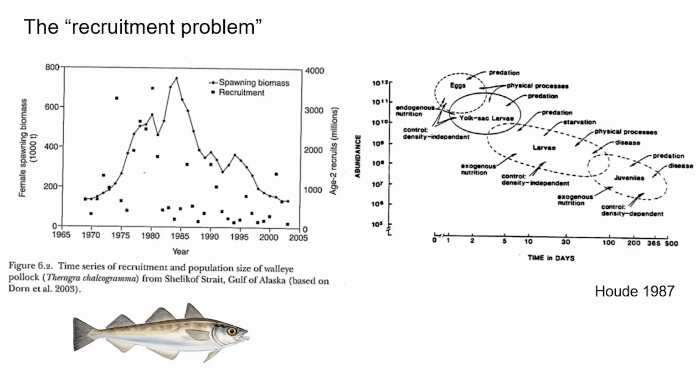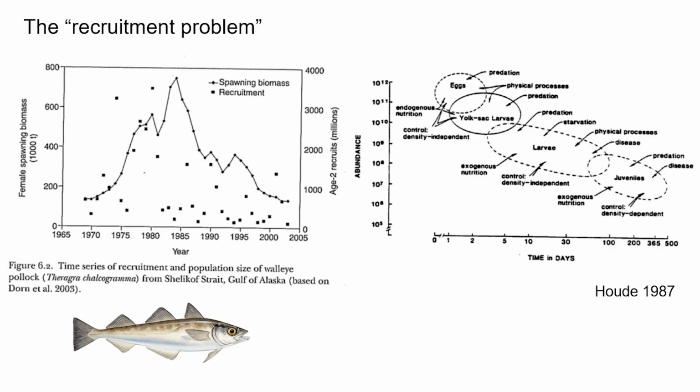There's this very old problem in the fisheries world called the recruitment problem. It's the idea that if you go out and survey the adult fishes, it's very rare that the number of adult fish out one year predicts the number that come into the fishery the next year. That's what this graph on the left side is showing. It's the female spawning biomass, with two y-axes and another axis that's the age to recruits, the young fish coming into the fishery.